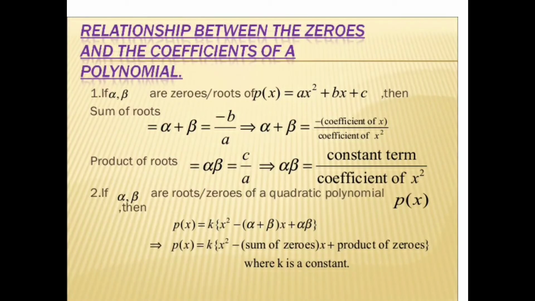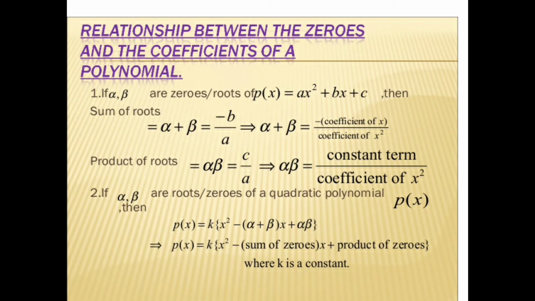Relationship between the zeros and the coefficients of a polynomial. We have a general form of a quadratic polynomial, that is p(x) = ax² + bx + c. Here, suppose alpha and beta are the 2 zeros of this polynomial. Then the sum of the zeros, alpha plus beta, is equal to minus b upon a. So b is the coefficient of x and a is the coefficient of x². So this is the formula for the sum of the roots.